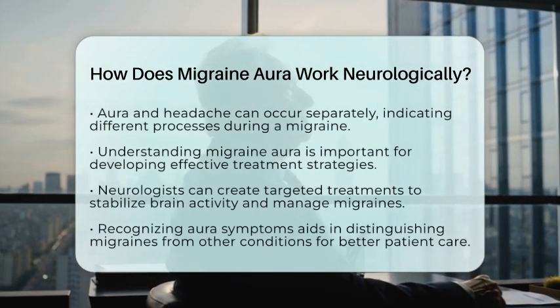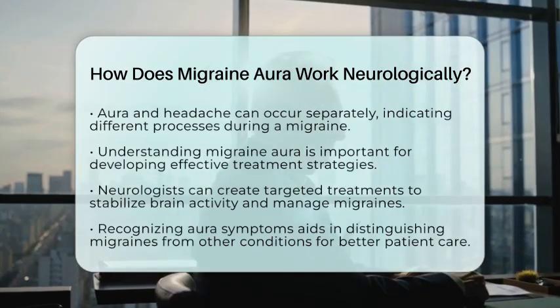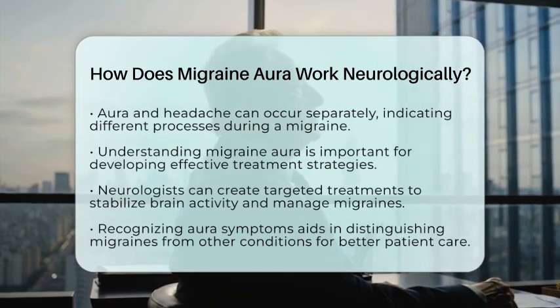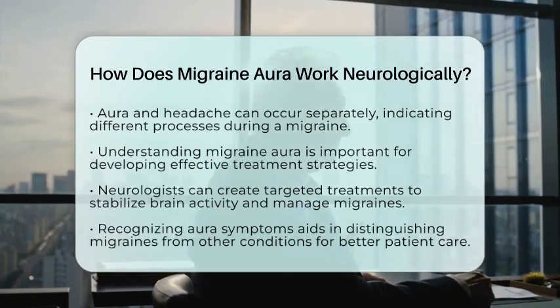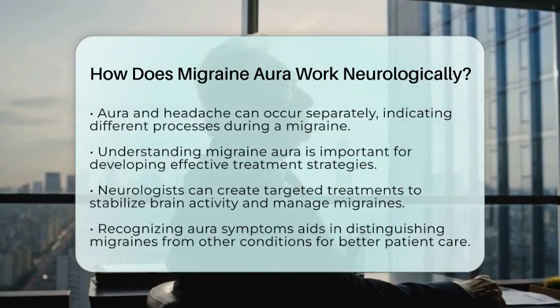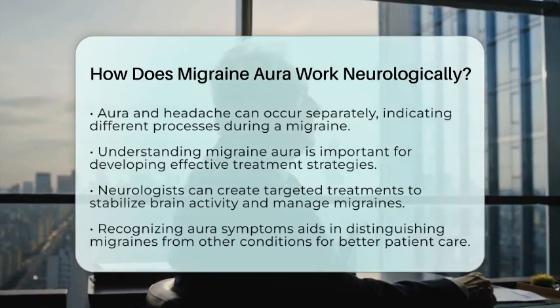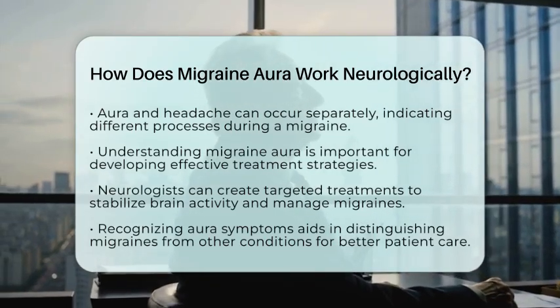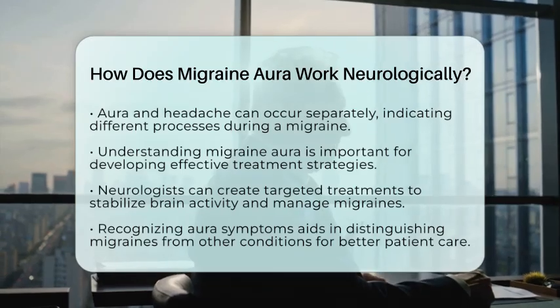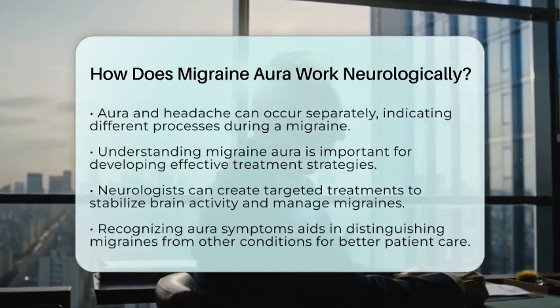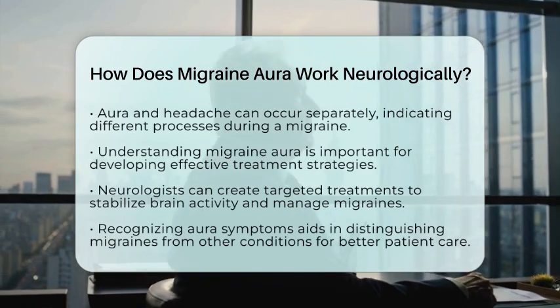Understanding how migraine aura functions neurologically is essential for treatment. Neurologists can use this knowledge to develop strategies that target brain activity and the trigeminovascular system. Treatments may include medications that stabilize neuronal activity or block certain receptors to prevent or lessen migraine attacks. Recognizing aura symptoms also helps neurologists distinguish migraines from other conditions, allowing for better patient management.